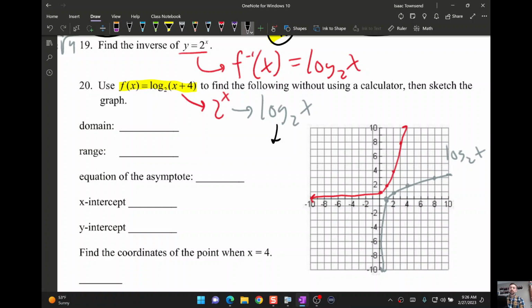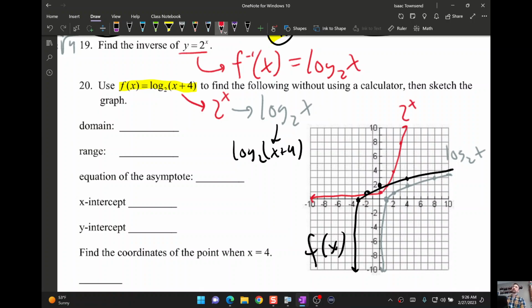Then all you have to do is use your transformation rules. So if we're adding 4 to x, that's going to be left 4. So move all of these points that I was sure about left 4. 1, 2, 3, 4. The whole graph moves left 4, and because I've got more than one graph, I need to label which one is which. But now I have figured out which one they want me to look at to answer all these questions.